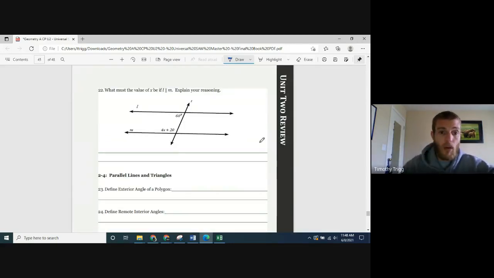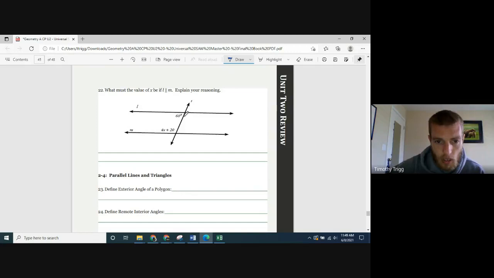Question 22. What must the value of x be if L is parallel to M? Explain your reasoning. Okay. Here, let's not worry about explaining our reasoning too much, but what I do want to point out is the explanation. So in this one's case, notice the relationship between the angles we're working with. So what's their relationship? Are they going to be congruent to each other, right? Or are they supplementary to each other?